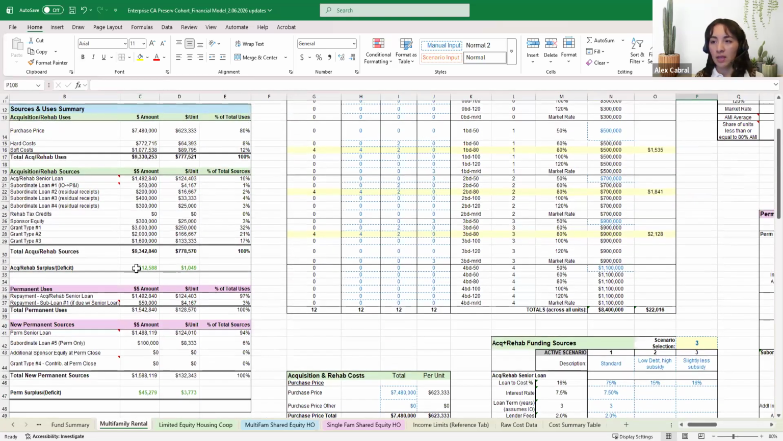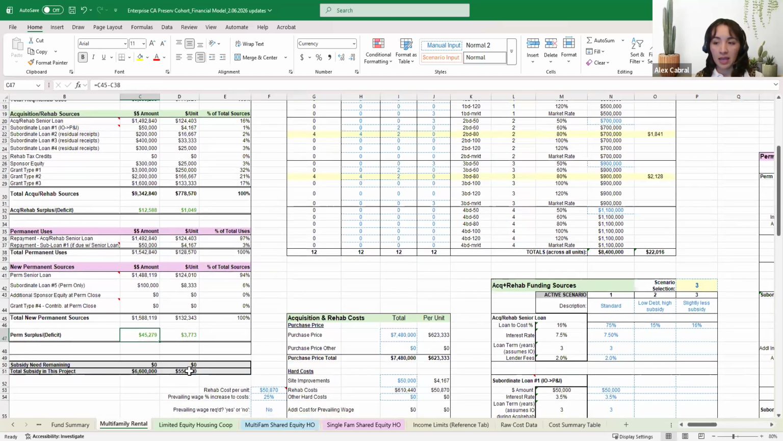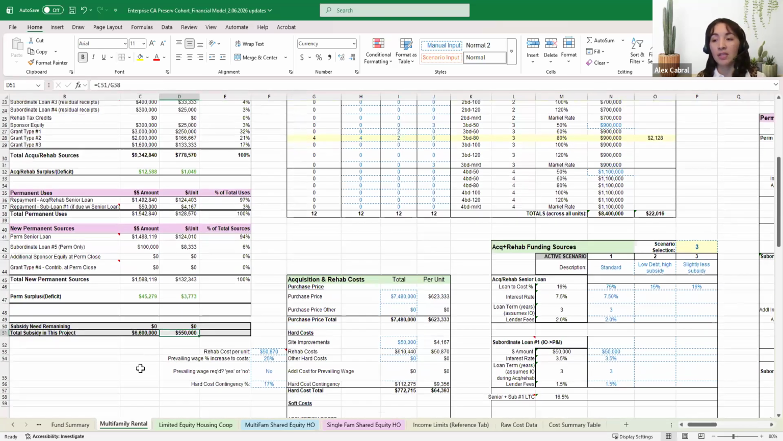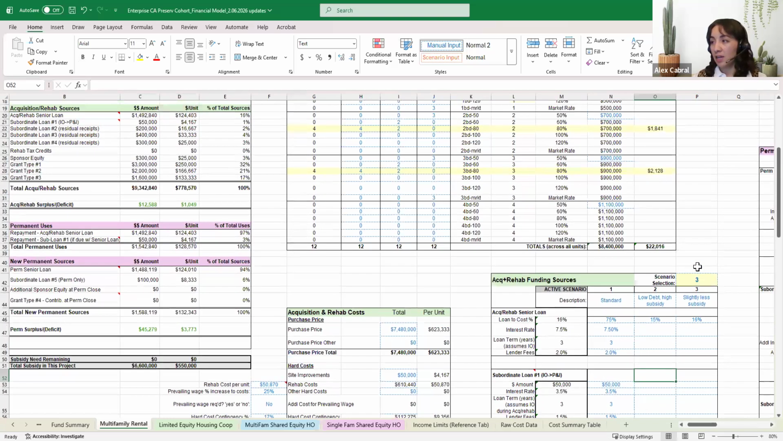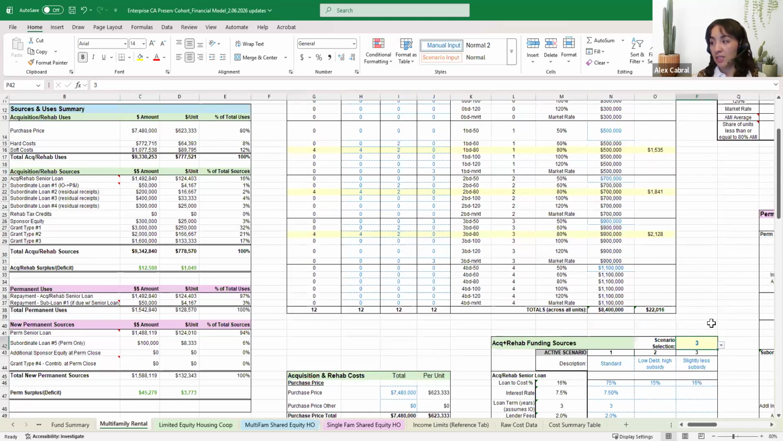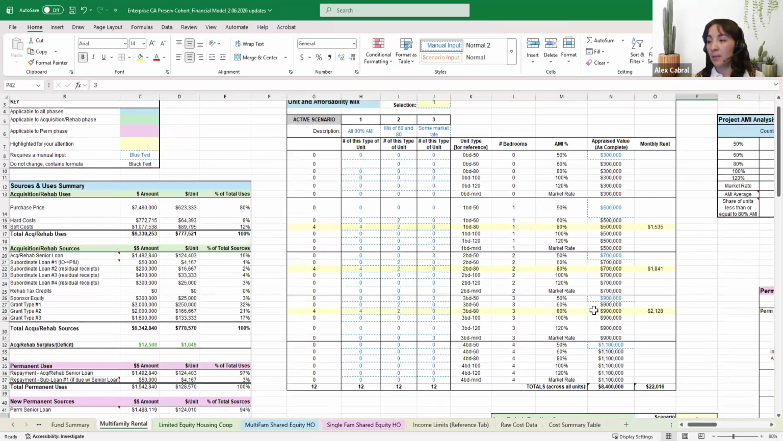Now we have a small surplus in both the acquisition rehab phase and the perm phase, and the subsidy per unit went down slightly. We didn't take on any more debt, but we could have, and that would have brought the subsidy down even more. So as you can see, there's different ways to play with the scenarios here. And don't forget, this is only one place where you can play with scenarios.